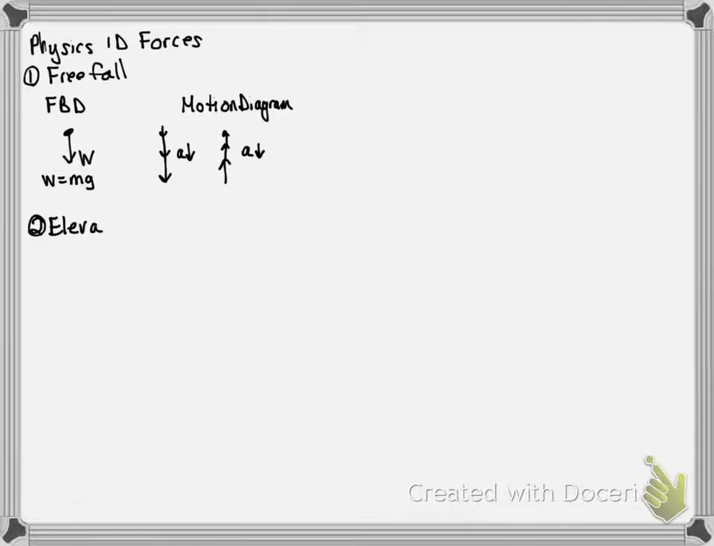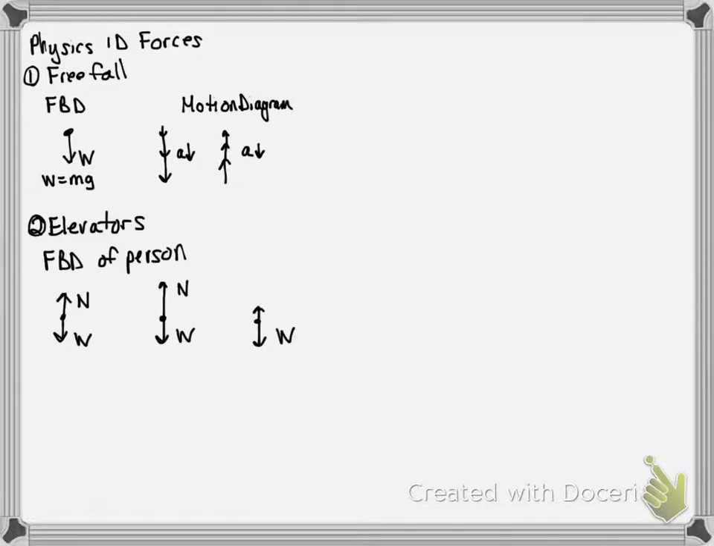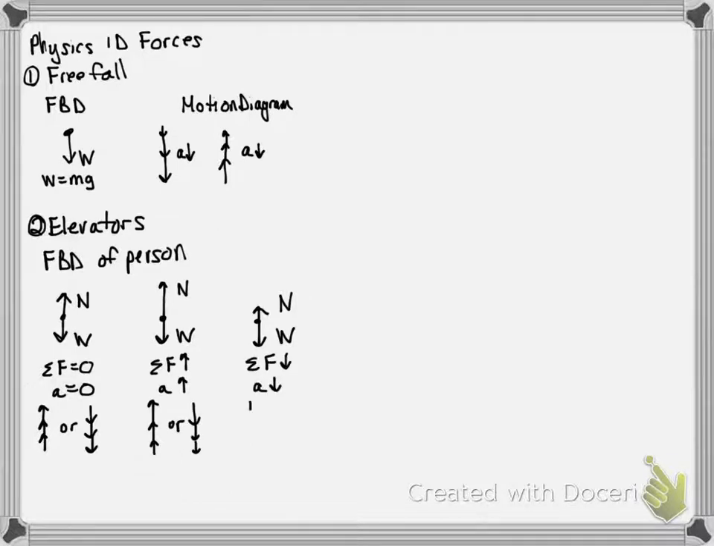Next topic are elevators, kind of related to free fall. It's what would happen if your object was not in free fall, but in fact was supported by something. So if we draw the free body diagram for the person that's in the elevator, we have several options. We either could have the normal force equal to the weight, then your net force is zero, acceleration is zero, moving at a constant speed up or constant speed down. We could have the normal force greater than the weight. This is the second option there.